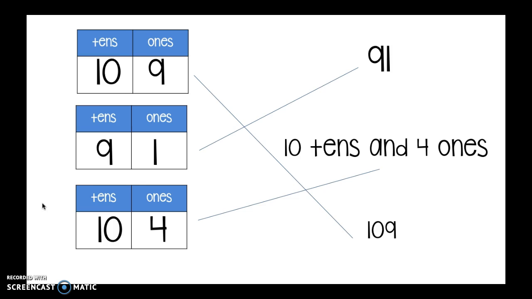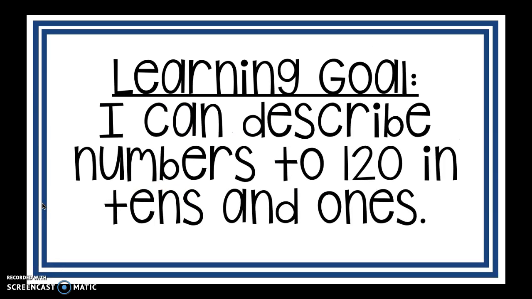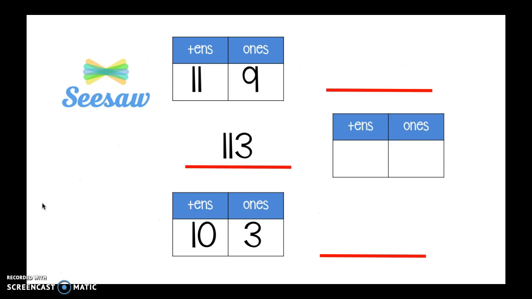Wow, you're doing so good, which is great because our learning goal today says I can describe numbers to 120 in tens and ones. And that's exactly what we've been working on. Okay, friends, it's your turn. If you look right here, I have 3 problems. Look really carefully. There's a place value mat, and then right next to it is a red line. The place value mat has the number the say 10 way. The red line is where I want you to write the number the regular way.